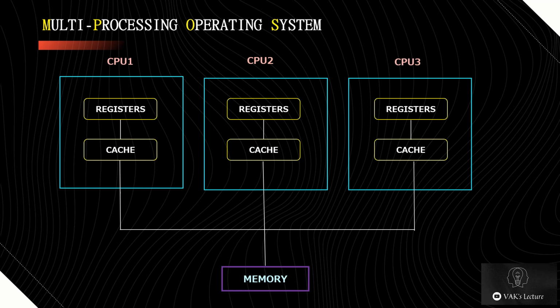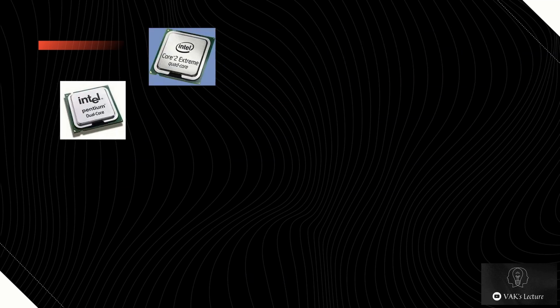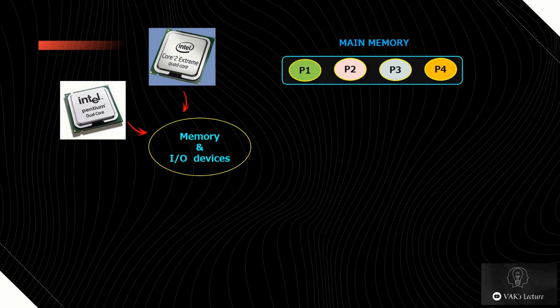Multiprocessing operating system refers to the use of 2 or more central processing units within a single computer system. These multiple CPUs closely communicate, sharing the computer bus, memory and other peripheral devices. Now we will discuss this. You must have heard of dual-core processor or quad-core processor. There can be 2, 4 or many processors. All these processors share the same memory and input-output devices. All the processes are loaded into the main memory.